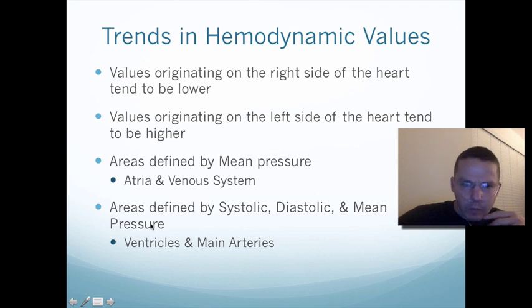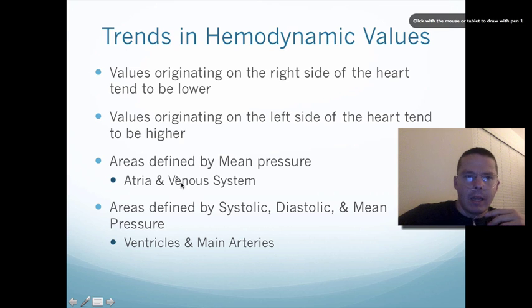However, when we look at the ventricles, because they pump, and the main arteries, i.e. the pulmonary artery and the aorta, because those pressures occur as a result of pumping, then we tend to use the systolic pressure, which is the high pumping pressure, the diastolic pressure, which is the lowest pressure that's achieved in the system, and then the mean pressure, which is the average pressure between the two.